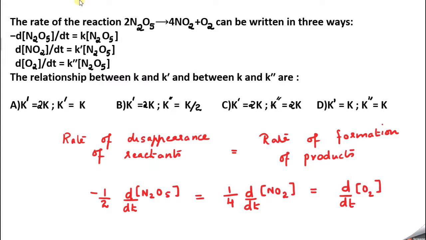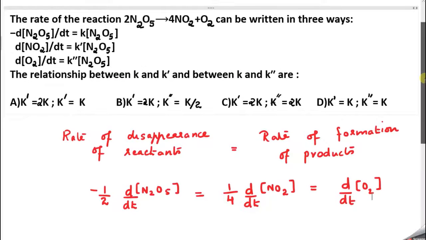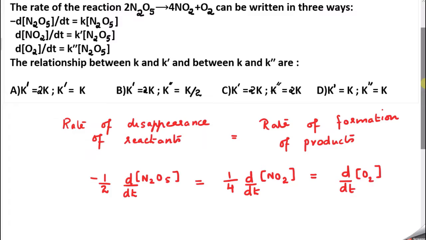Now, in the question, they have already given what is d by dt of N2O5. If you see here, what they have given: minus of d by dt of N2O5 is equal to k times N2O5. So what I can do, I can substitute that. If I substitute, this will become 1 by 2 k. Instead of minus d by dt of N2O5, I am substituting k into concentration of N2O5 from the given terms.